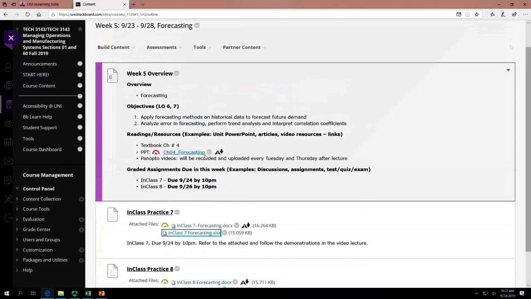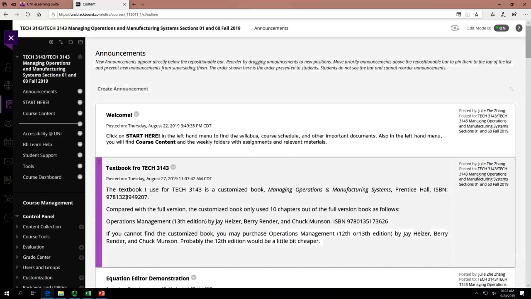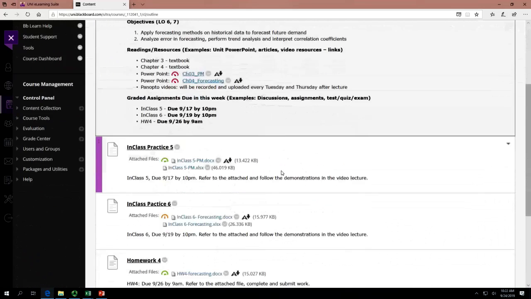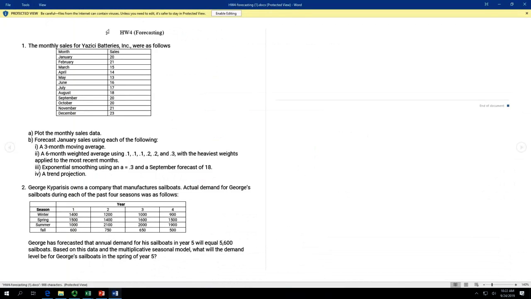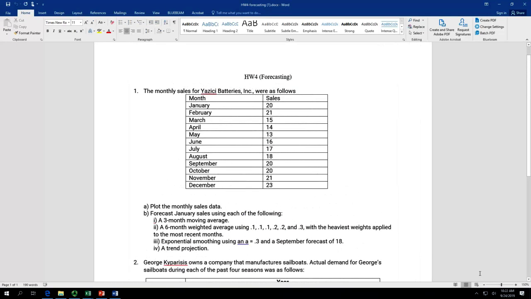go ahead and look at our homework, homework number 4. So this is homework number 4. And looking at it here, it is just to plot the monthly sales data by using Excel.